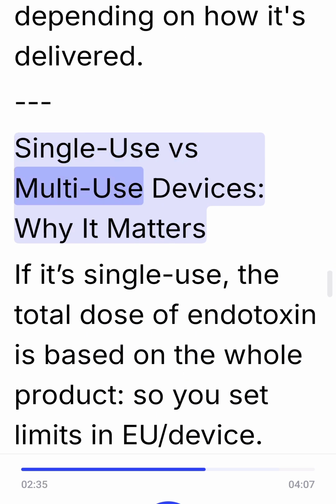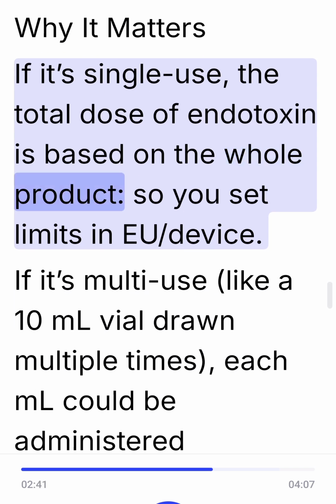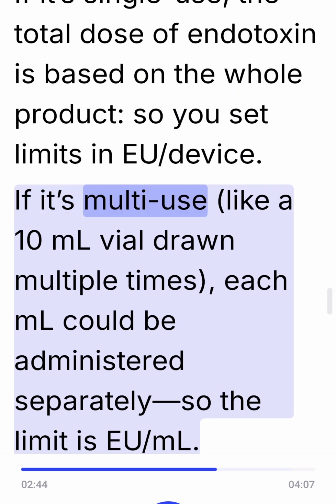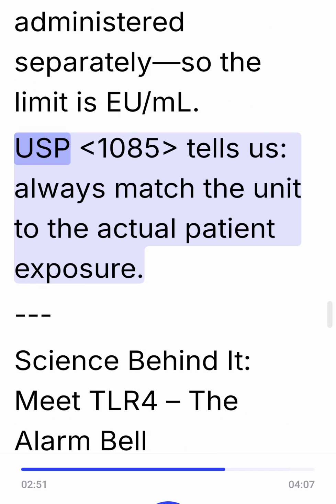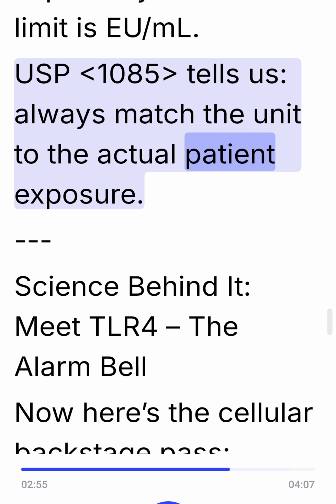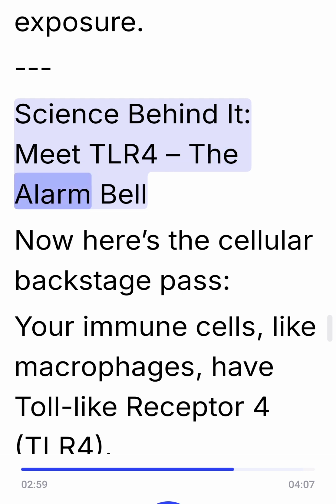Single-use versus multi-use devices, why it matters. If it's single-use, the total dose of endotoxin is based on the whole product, so you set limits in EU/device. If it's multi-use, like a 10 mL vial drawn multiple times, each mL could be administered separately, so the limit is EU/mL. USP <85> tells us, always match the unit to the actual patient exposure.